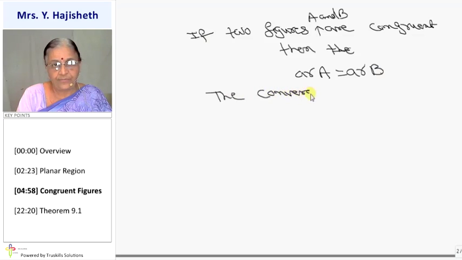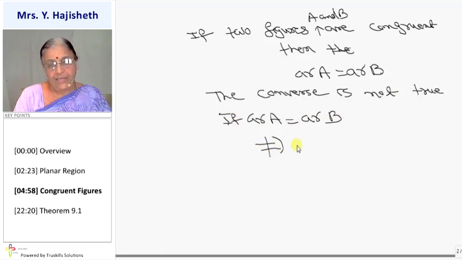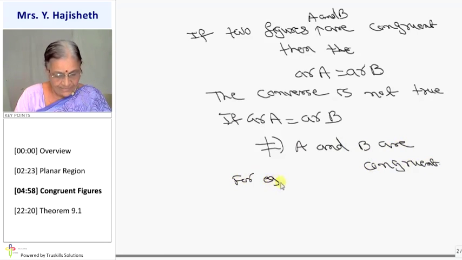The converse is not true. Suppose area of A is equal to area of B. It does not imply A and B are congruent, okay? It is not necessary that if areas are equal then figures are congruent. For example, I give you one example.